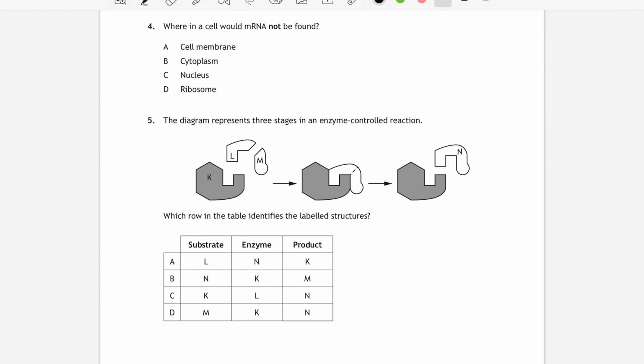Well, we're looking at mRNA, or messenger ribonucleic acid, and where would it not be found? Well, it's definitely going to be found in the nucleus, because that's where the whole DNA and protein synthesis process begins. It has to move through the cytoplasm to get to the ribosome. So that scores those three answers straight away, which means the answer here has got to be A, which is the cell membrane.